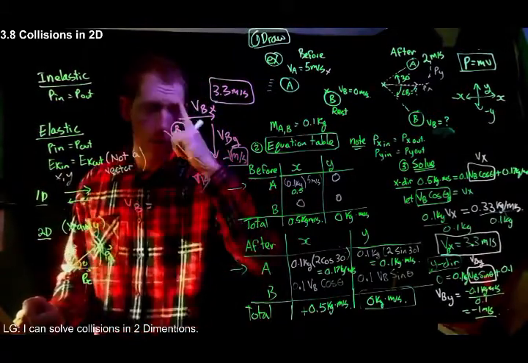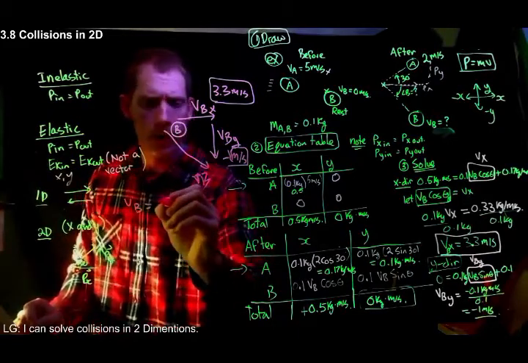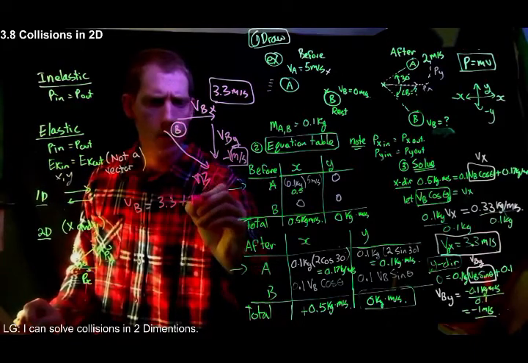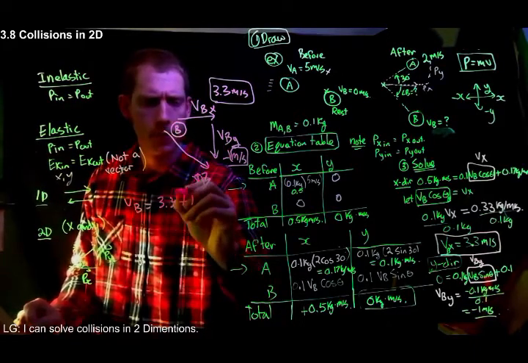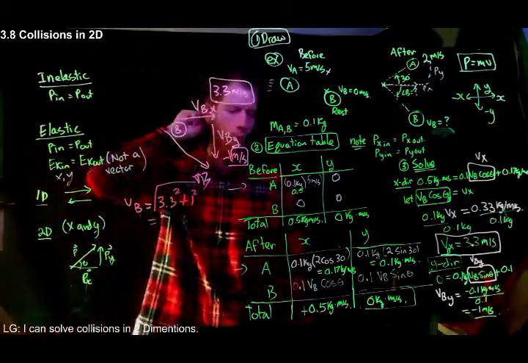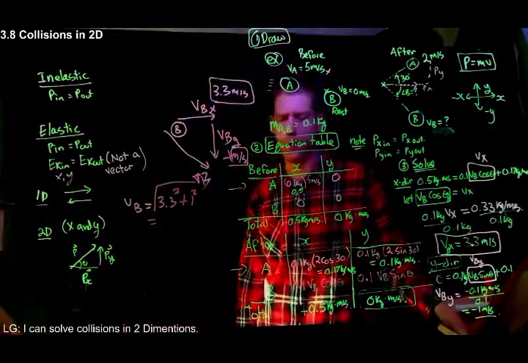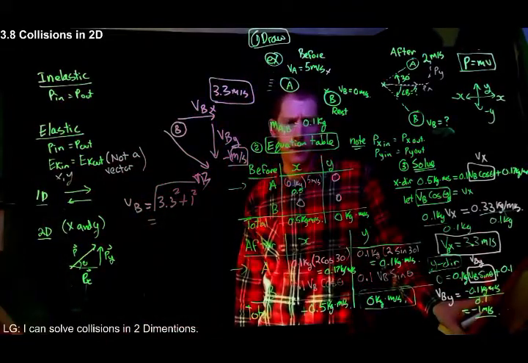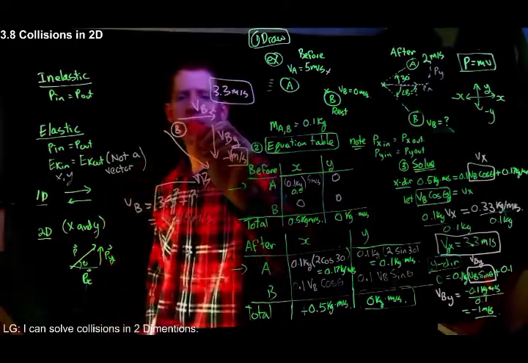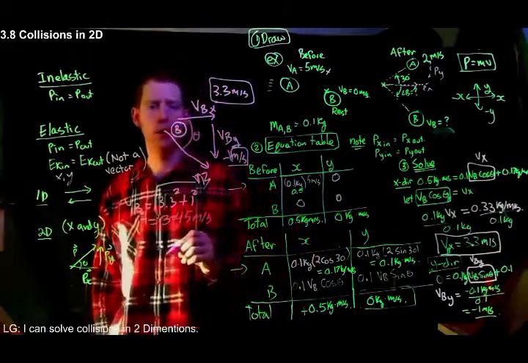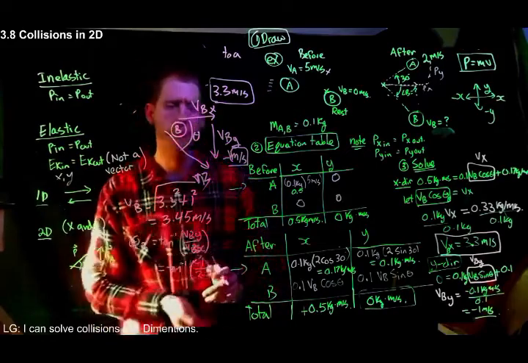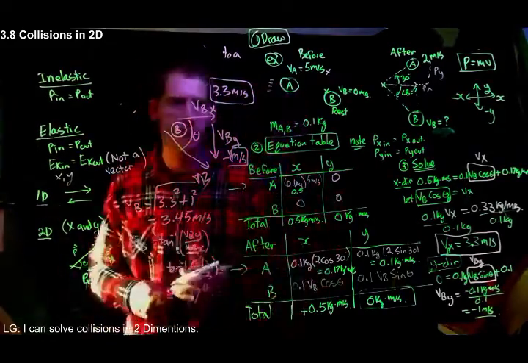VB will be equal to the square root of 3.3 squared plus 1 squared. What do I get? What is my final speed of object B, of my puck? Meters per second. But the thing is, we also need to find out the angle. So that's 1 divided by 3.3. What is the angle that I get? Degrees.